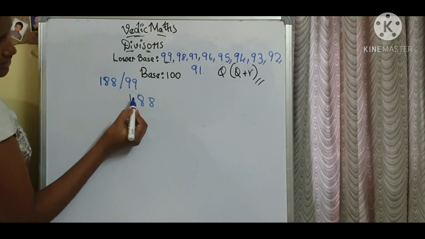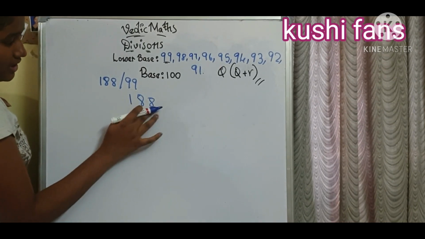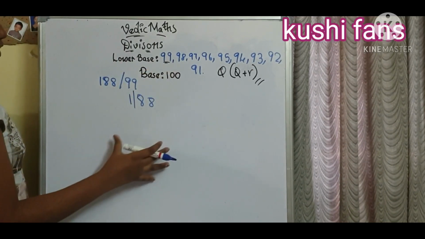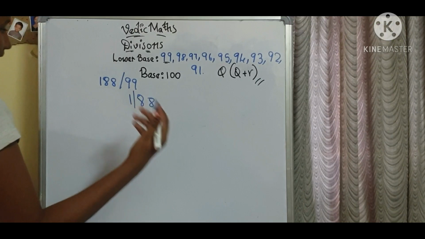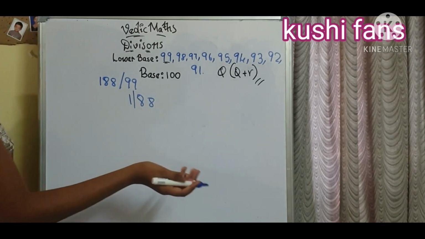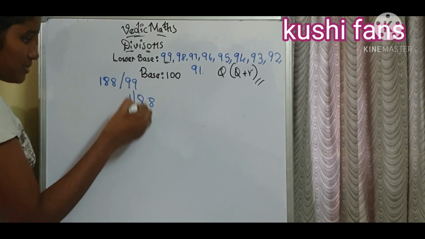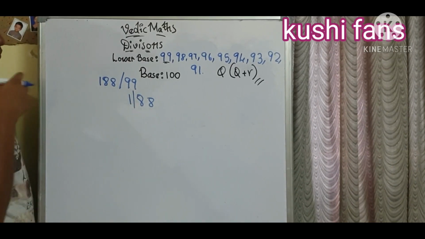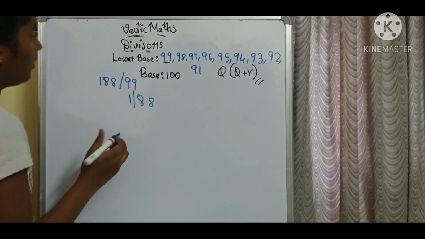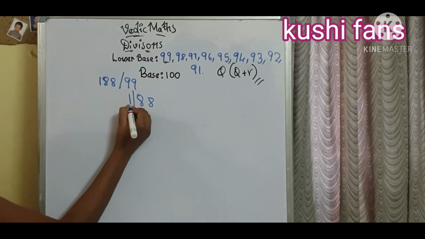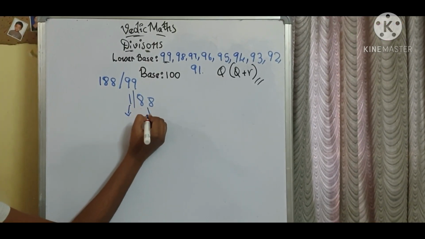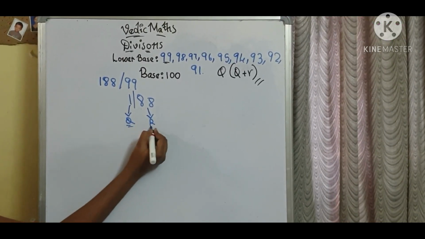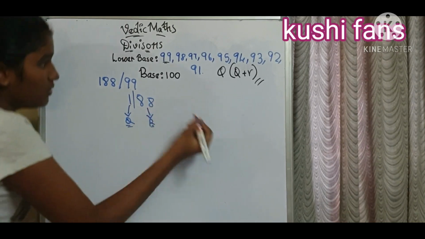Afterwards you have to keep the slash after 2 digits. You may take a 4-digit, 5-digit or 6-digit number, but you have to keep a slash between the last 2 digits. This part will be our quotient and this will be our remainder. See, Q means quotient, R means remainder.